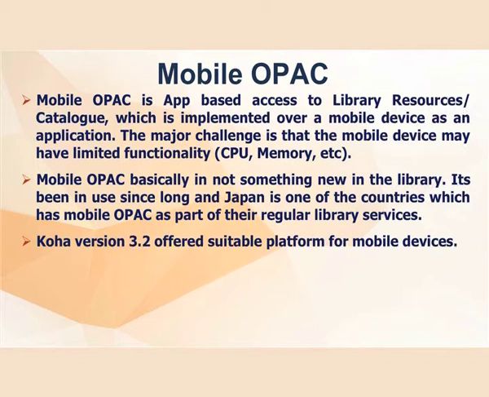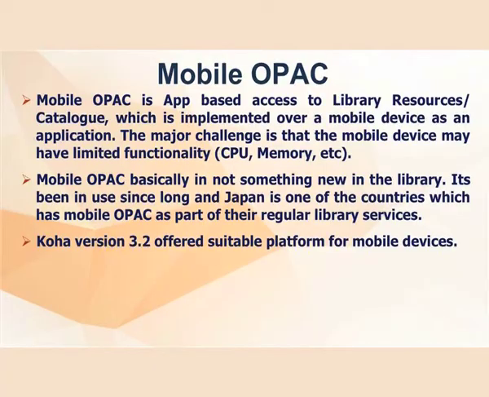The major challenge is that the mobile device may have limited functionality, like your mobile device may have limited storage space, the CPU or the processor speed may be limited, the RAM may be limited. So, sometimes that may be an issue while you are accessing these resources from mobile, or if you are downloading in your mobile. So, mobile OPAC basically is not something new in the library, it has been in use since long, and Japan is one of the countries which has mobile OPAC as part of their regular library services.